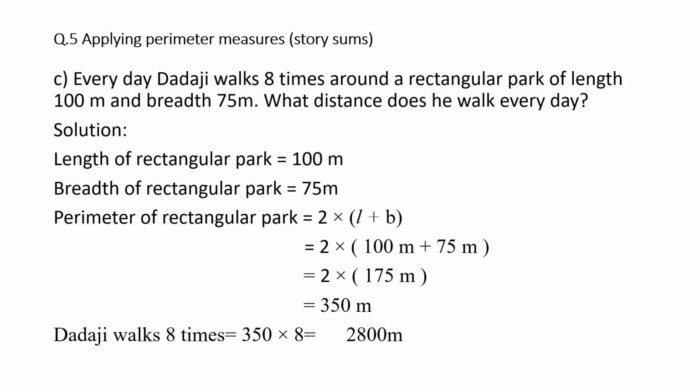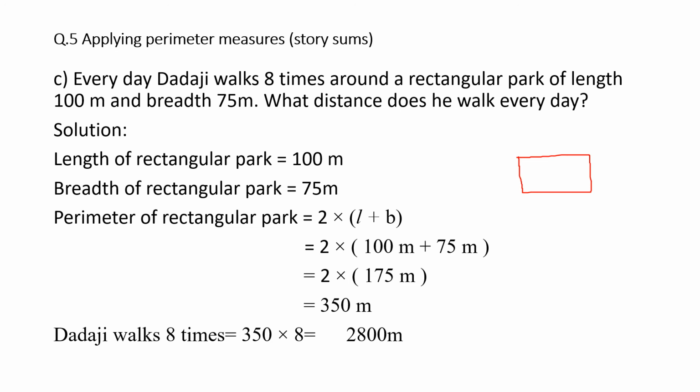Applying perimeter measures. Every day Dadaji walks 8. What distance does he walk every day? It means there is a rectangular park around which Dadaji walks, and he walks 8 times every day. The length of the rectangular park is 100 meter. The breadth of the rectangular park is 75 meter. If Dadaji is standing here and he is covering the distance up to here, it means he is covering the distance, and that is called perimeter.